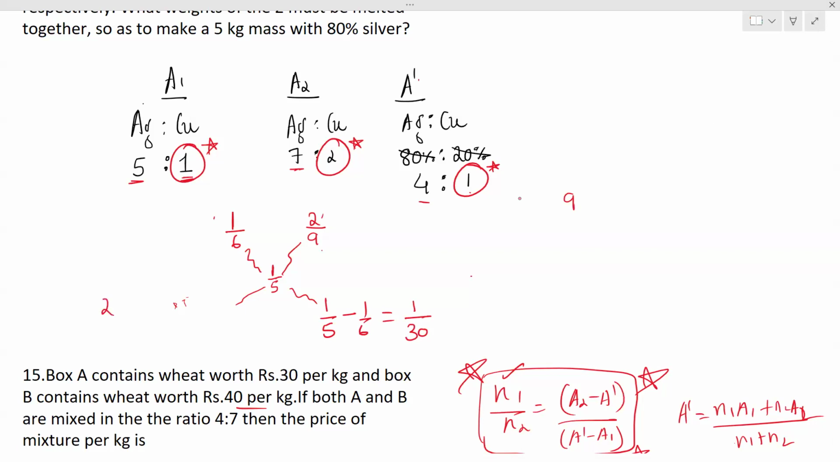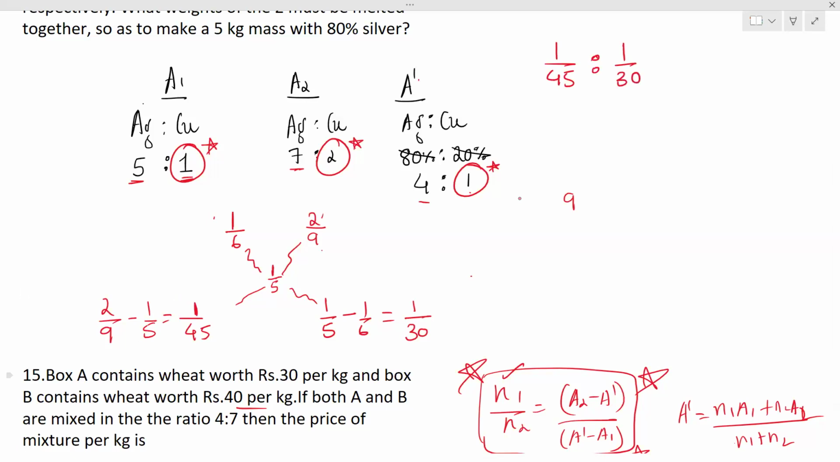Now, 2 by 9 minus 1 by 5. How much do I get? LCM is how much? 45. 9, 5 times meaning 45. 5 into 2, 10. 10 I have here. 5, 9 times. Meaning how much do I get here? 1 by 45. What is the ratio that I've got here? 1 by 45 is to 1 by 30.